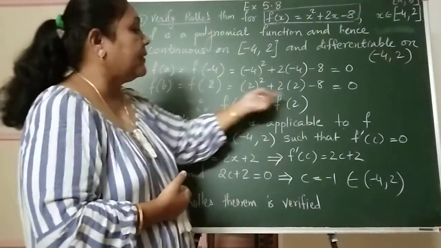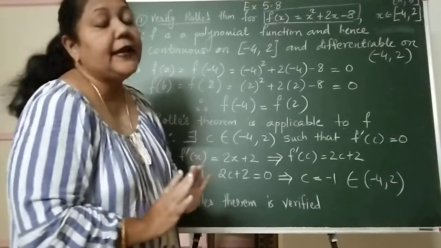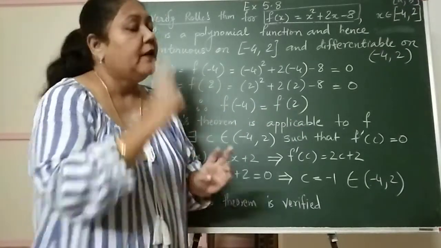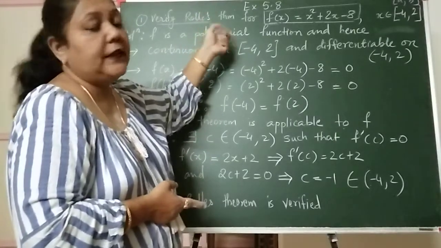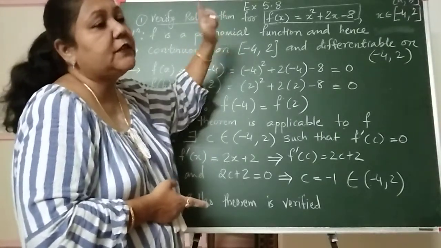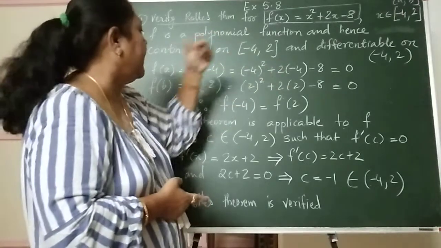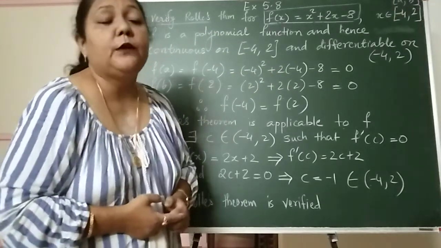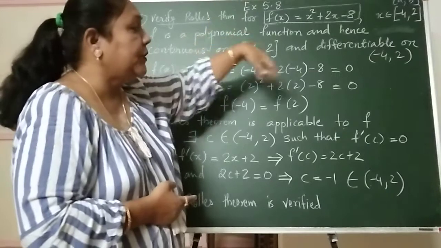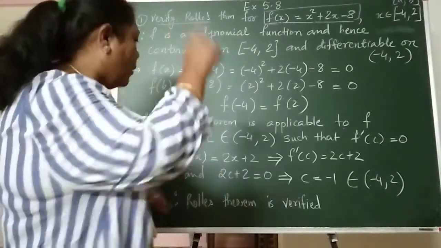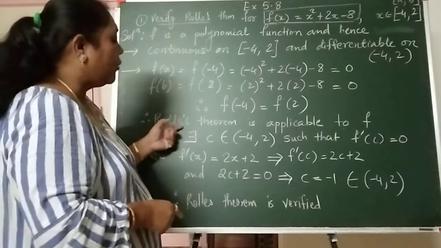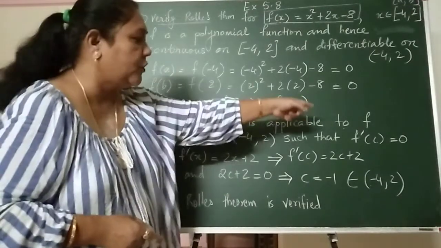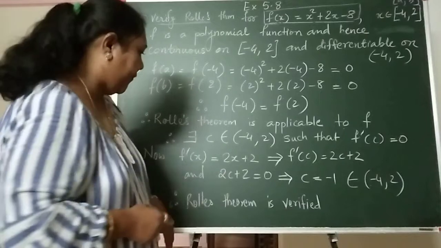Now this means that if f of a is equal to f of b, then I can apply my Rolle's theorem. What were the two conditions? The first one: it should be continuous in the closed interval and differentiable in the open interval, and then f of a should be equal to f of b. Both conditions are satisfied here, so I can apply Rolle's theorem. I will give the statement: Rolle's theorem is applicable to the function f.